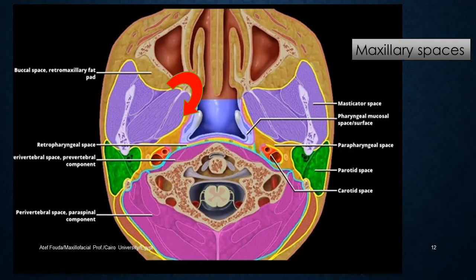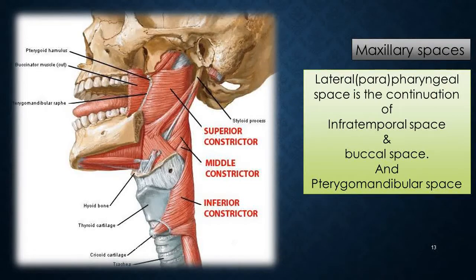Contents. Maxillary artery, ascending pharyngeal artery, glossopharyngeal nerve, vagus nerve, internal carotid artery, internal jugular vein and the carotid sheath, accessory nerve, hypoglossal, sympathetic trunk and superior cervical ganglion, ascending pharyngeal artery, deep cervical lymph nodes.